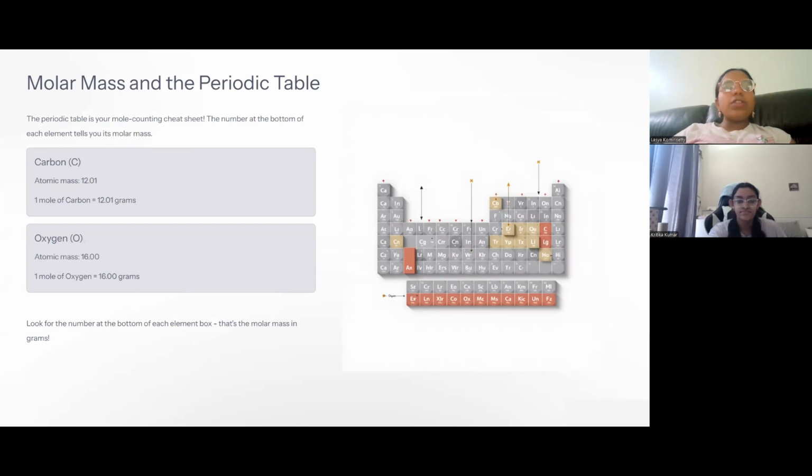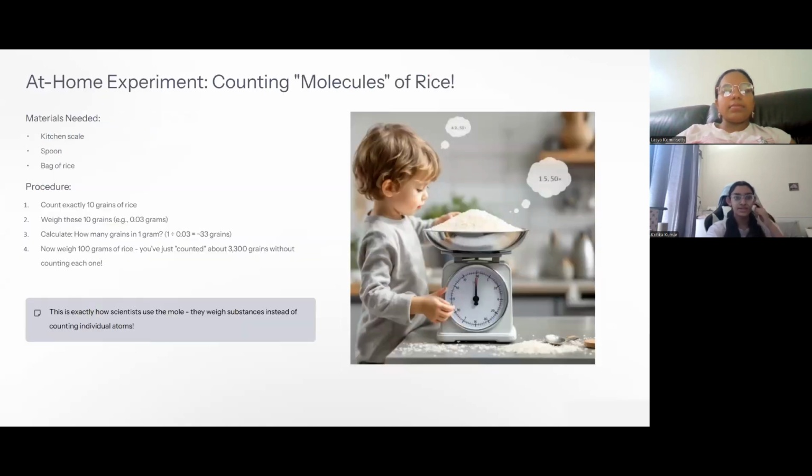Look for the numbers at the bottom of each element box in the periodic table. That's the total molar mass in grams. Now let's talk about another home experiment.